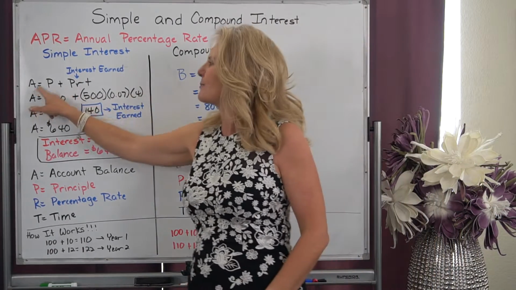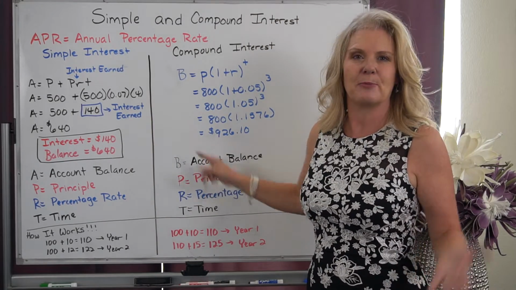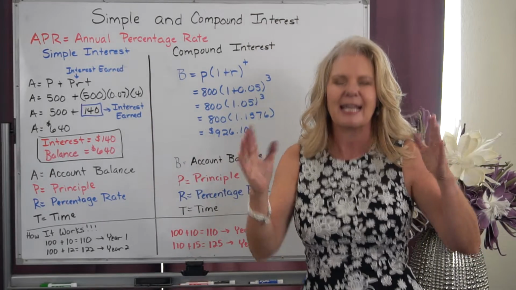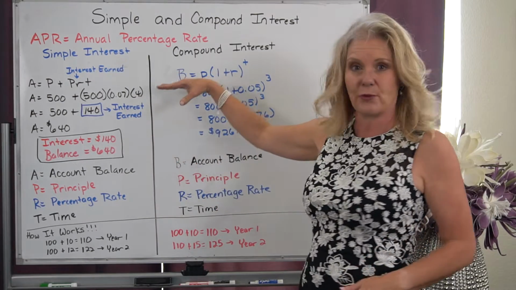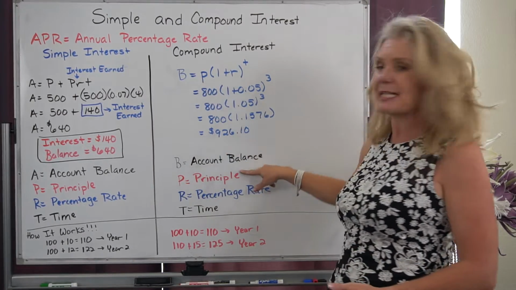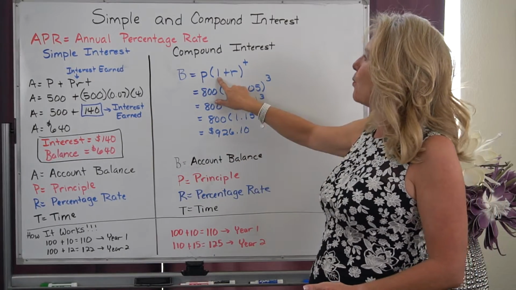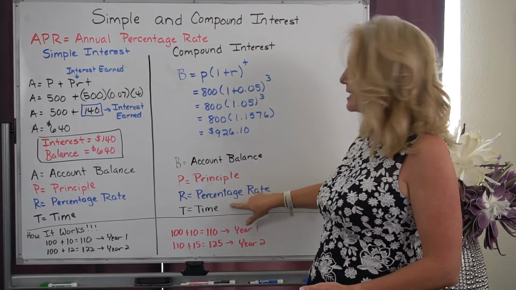B kind of represents what that A represented. It's just what my account balance at the end is going to be. So even though they use different letters, I think they do that just so that you know they're different calculations or formulas in order to solve them. So B equals P. P still stands for our principal. That's a 1. R still stands for my percentage rate. T still stands for time.